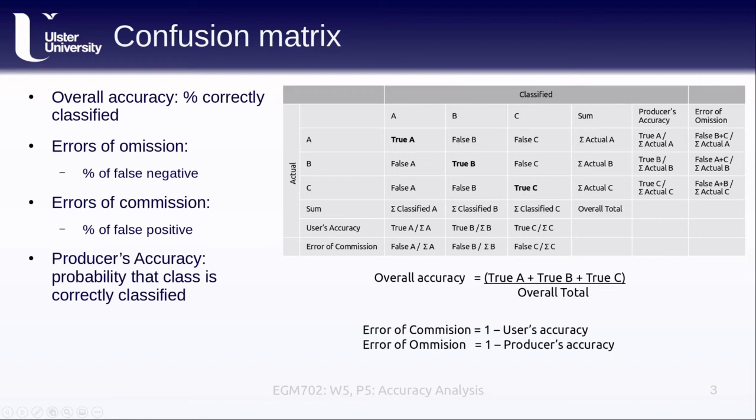Finally, we have what is called the user's accuracy. This is the probability that a given pixel on the map is correctly classified. In other words, it gives us an idea of how well we can trust that the classified map actually represents the truth. We can calculate the user's accuracy as the number of correctly classified A pixels divided by the number of pixels that are classified as A, or as 1 minus the error of commission.